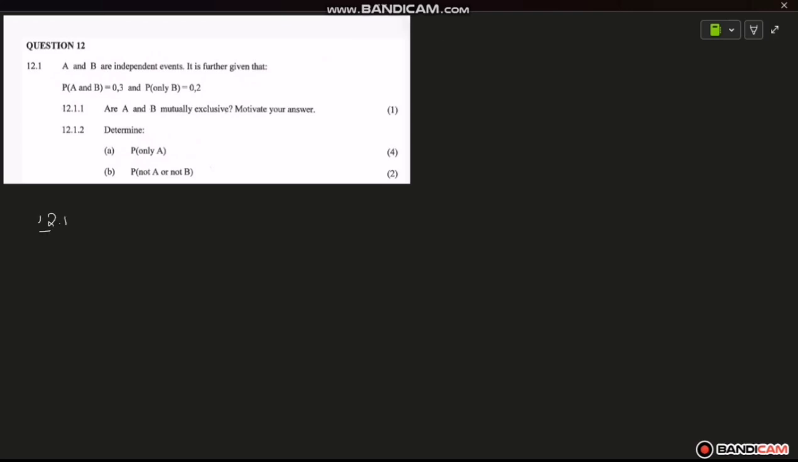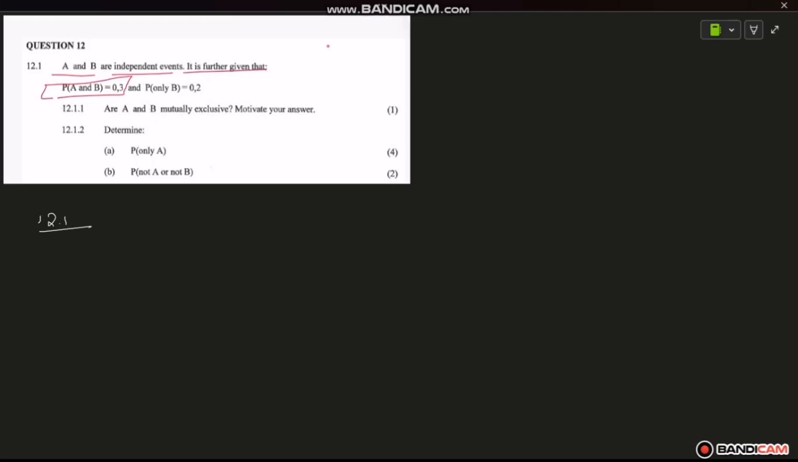Now let's try to answer our question 12.11. Are A and B mutually exclusive events? We are given independent events, then they give us the information P of A and B is 0.3 and P only B, they gave us 0.2 as you can see. Then the question: are A and B mutually exclusive? Motivate your answer. It's 1 mark. They are not mutually exclusive. Why? Because the probability of A and B is not 0. It is 0.3. So that becomes the answer.